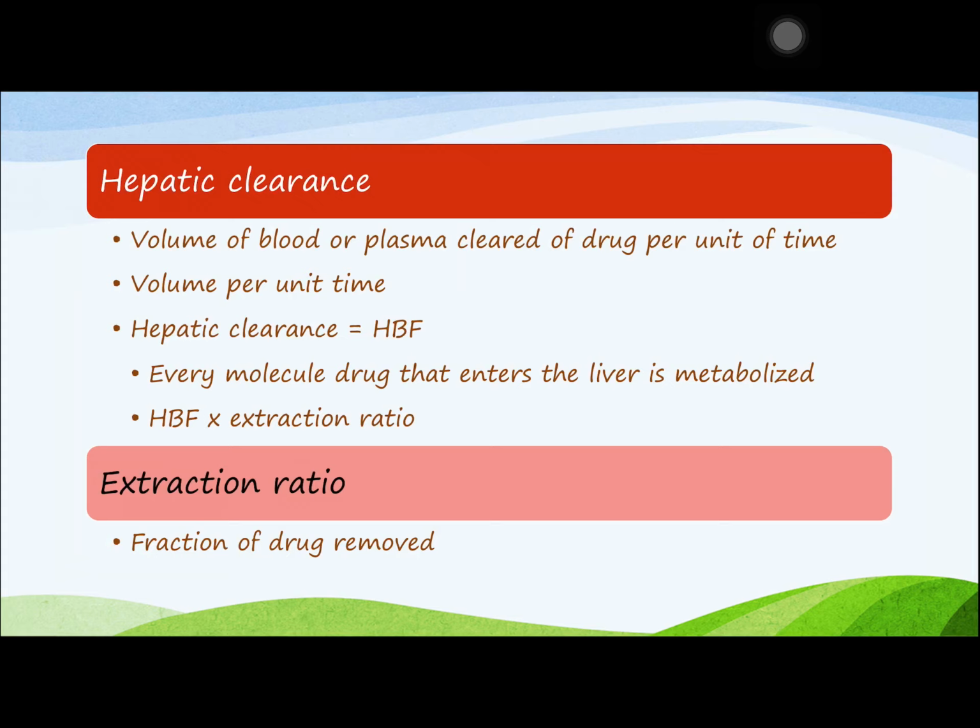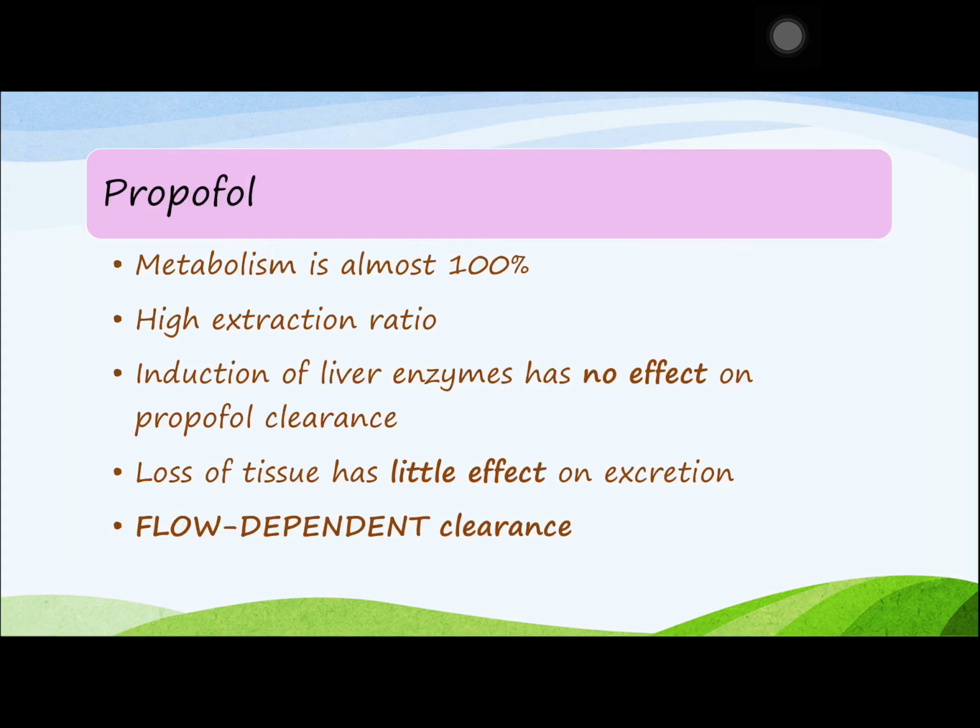The clearance of drugs efficiently removed by the liver is proportional to the hepatic blood flow. For example, propofol is metabolized almost 100%. It means that propofol has a high extraction ratio, and thus the induction of liver enzymes in its metabolism has no effect on propofol's clearance. Therefore, loss of tissue, as with cirrhosis or end-stage liver disease, has little effect on propofol's excretion. The term for this is flow-dependent clearance.